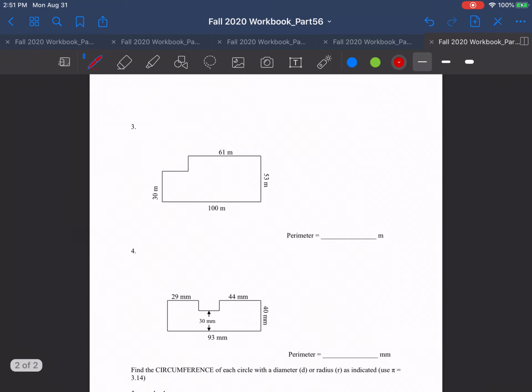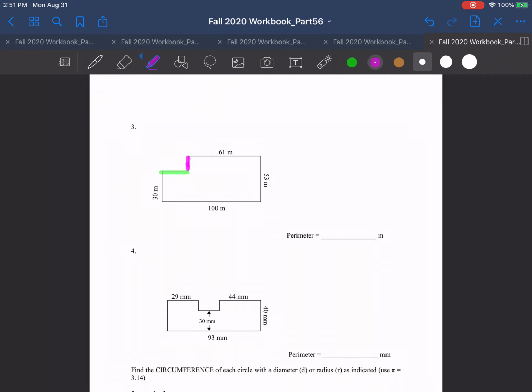All right, over here, we're going to do a little bit more tricky ones than what we were just doing. For example, we're missing two sides here. We don't know this side, and we don't know this side. All right? So we're missing those two sides, and we have to figure out how to get them.